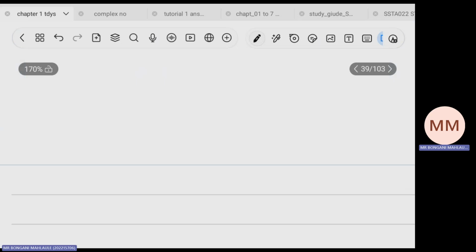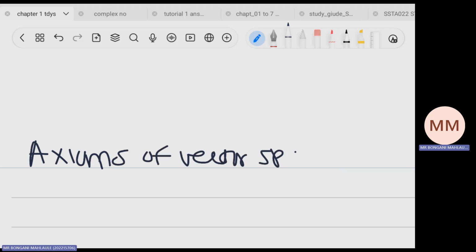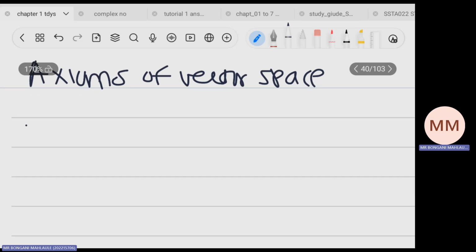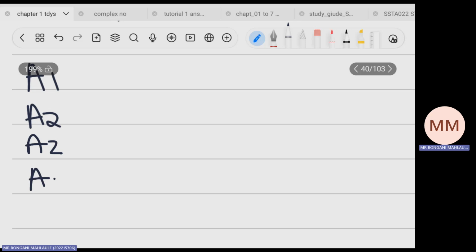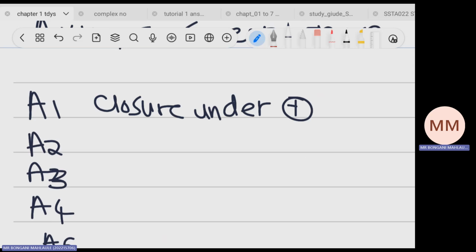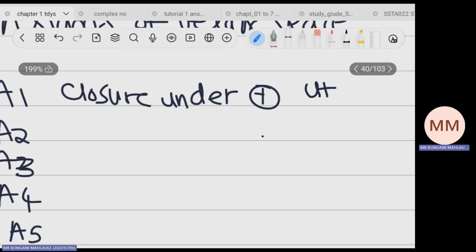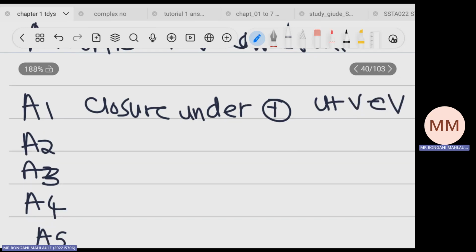Okay, when it comes to the axioms of vector spaces, we know that we've got the first 5. The first one is closure under addition. The second one is, so it's U plus V must be an element of V.